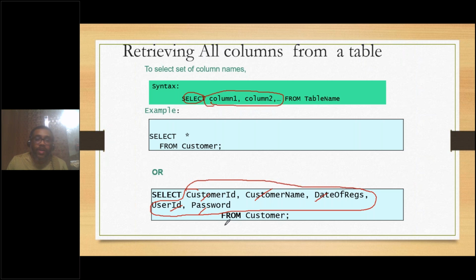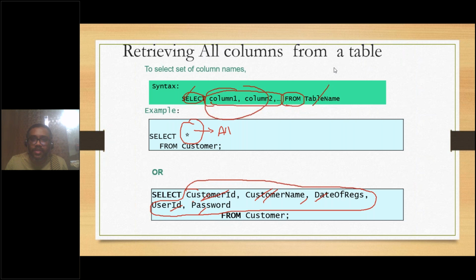If you want to retrieve the data from all the columns, then we have one symbol. What is that symbol, students? Star. Star refers to all, so it is fetching the data from all the columns. If you want the data from selected columns, we can provide the list of column names between select and from, followed by the table name.